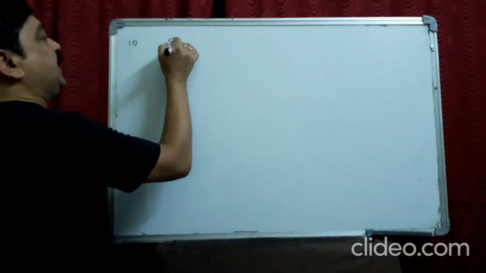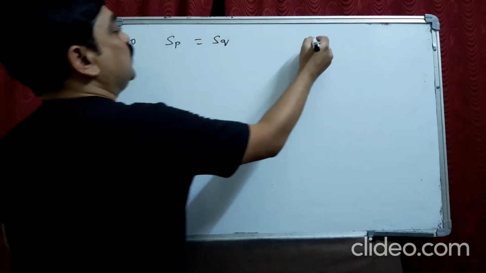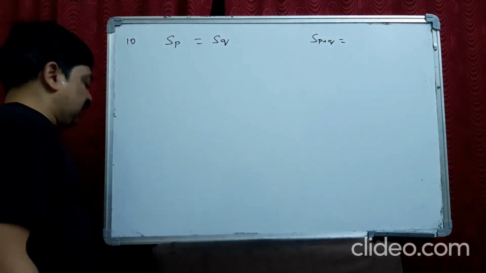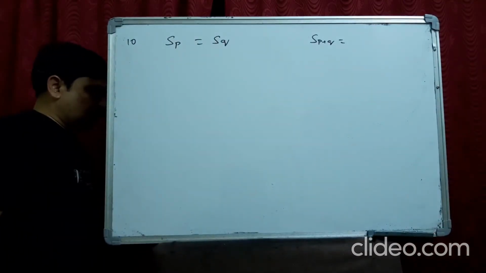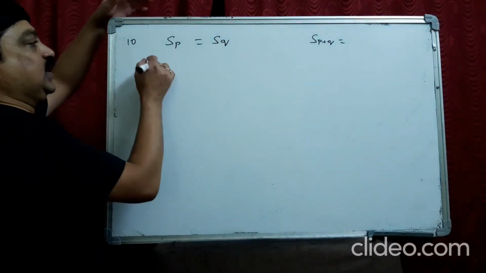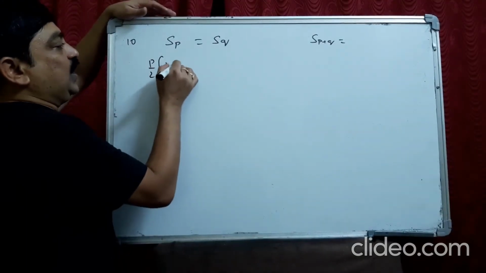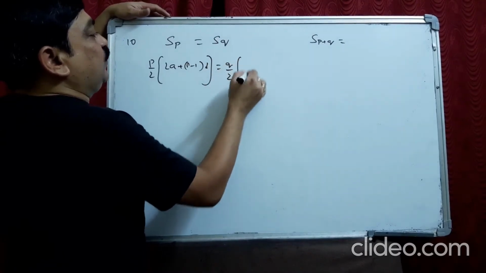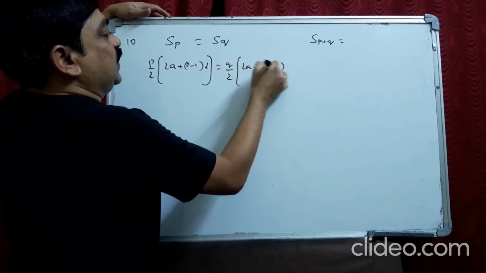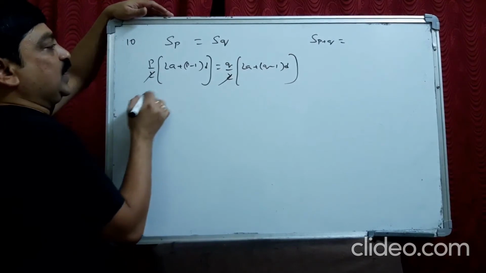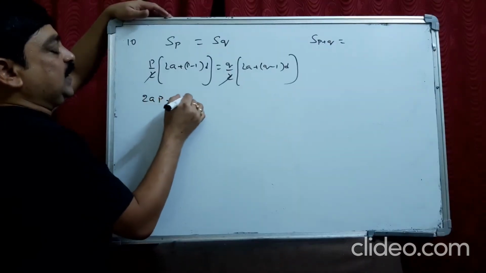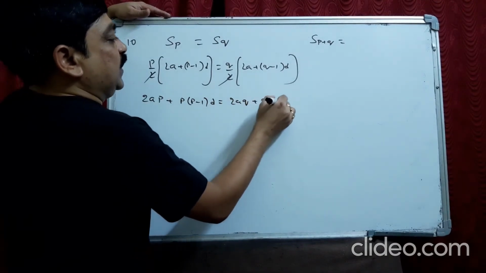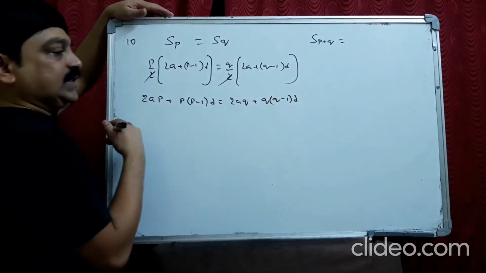See the 10th question. If the sum of first p terms is equal to the sum of first q terms, prove that the sum of first p plus q terms is 0. We prove that. So first of all, given Sp is equal to Sq. So let us say p by 2 of (2a plus (p minus 1) into d) is equal to q by 2 of (2a plus (q minus 1) into d). Cancel 2, 2. It becomes 2ap plus p into (p minus 1) into d equals 2aq plus q into (q minus 1) into d. Bring all these terms here.